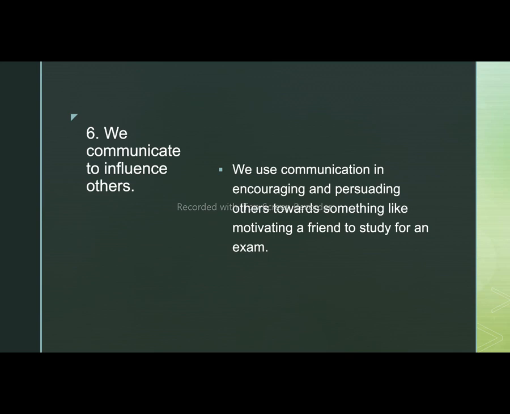Mostly this is done by salespeople who want you to buy what they are selling. Of course, they cannot just go to you and say, "Ate, kuya, bilhin mo na to. Sige na, bilhin mo na to." No, they do not do that.